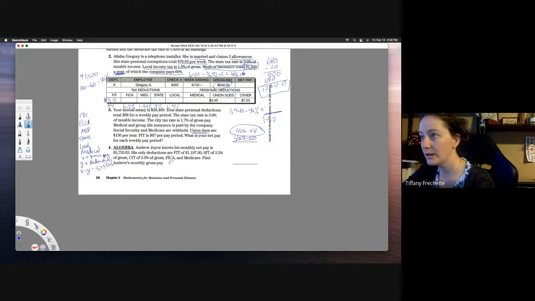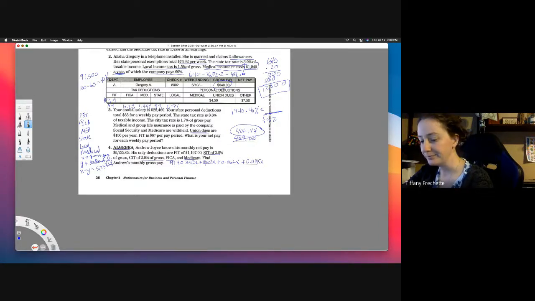So we have 1197 plus 0.035x, because they told us that state income tax is 3.5% of his gross, plus 0.02x, because 2.0% of his gross, plus 0.062x, because that's FICA, that's Social Security, plus 0.0145x, that's his Medicare. So we have all these pieces, and that's going to equal his deductions.